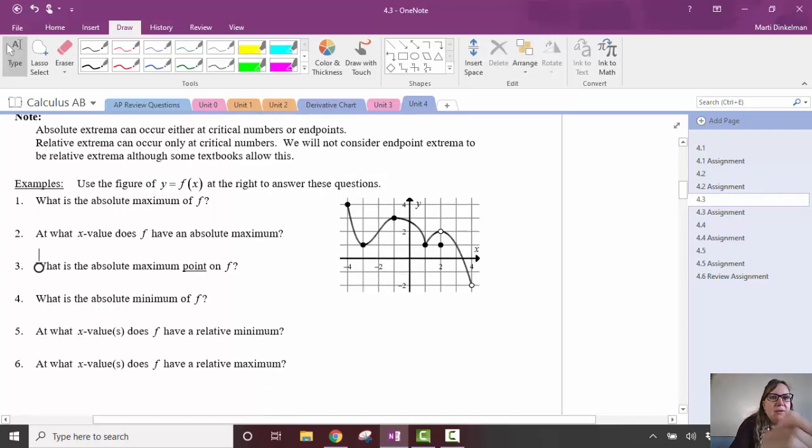Okay, so looking at the figure on the right there, absolute maximum, normally what we're looking for here is the y value, and then later they'll ask us at what x value does that occur. Absolute minimum. So here's the really interesting thing. No, sorry, I was thinking it was asking for the point there, but this is going to be at -4, 4.